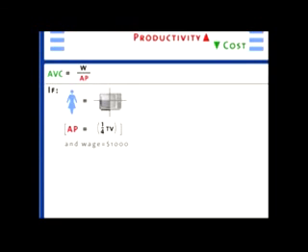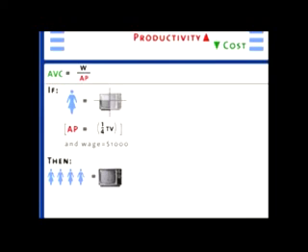If the average product of labor is 1/4 of a television per worker, then it takes 4 workers to produce a television set. That means you've got to hire 4 workers at $1,000 each to produce a television set, and that's going to be the labor cost per television set, $4,000.